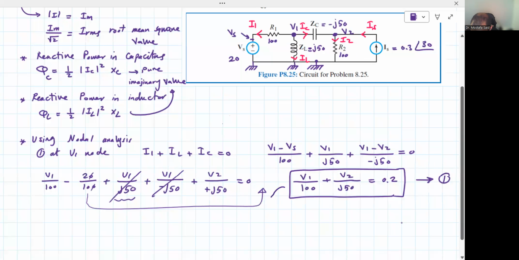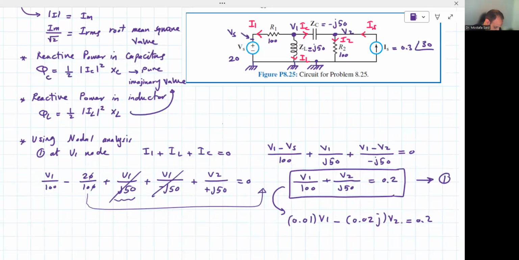We can write it in this way: 0.01 V1 plus 1 over J50, which is actually minus 0.02 J, times V2, equal to 0.2. Yeah, it should be okay. So that's number one.